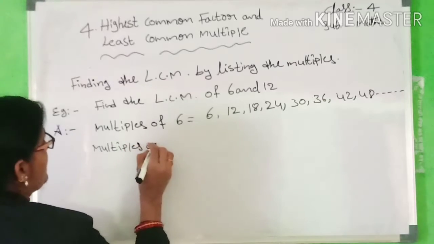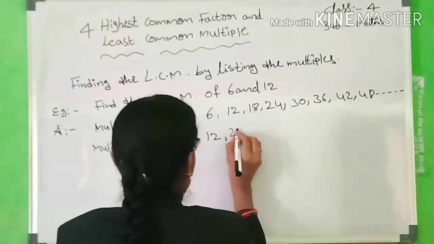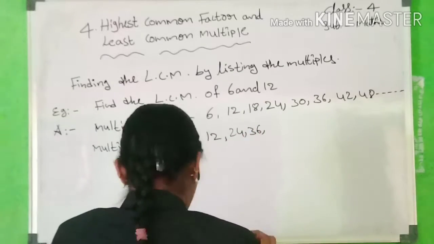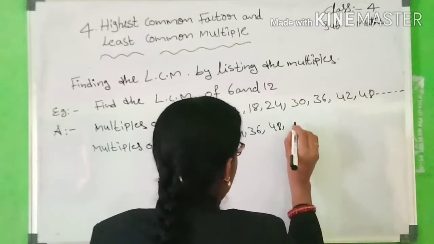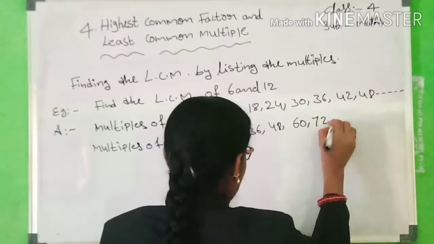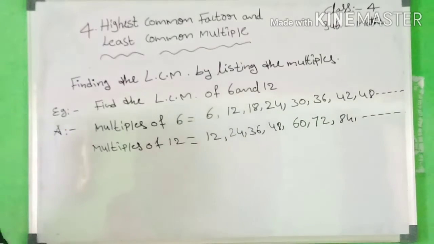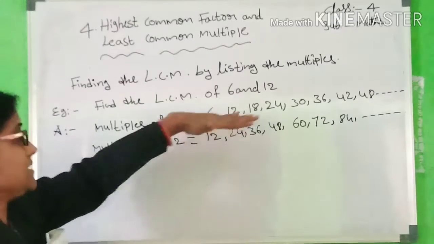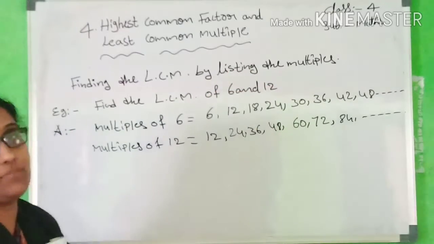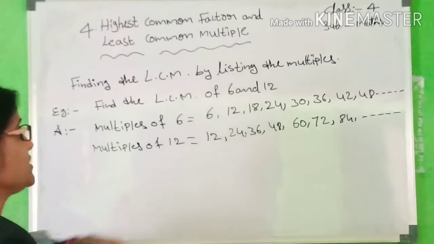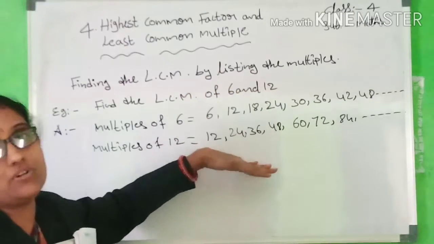Then you have to write multiples of 12. 12 ones are 12, 12 twos are 24, 12 threes are 36, 12 fours are 48, 12 fives are 60, then 72, then 84, etc. Okay children. Now you have written the multiples of 6 and the multiples of 12. Then you have to find the common multiples. Now what are the common ones? You have to check the multiples of 6 and the multiples of 12 and find the ones that appear in both.